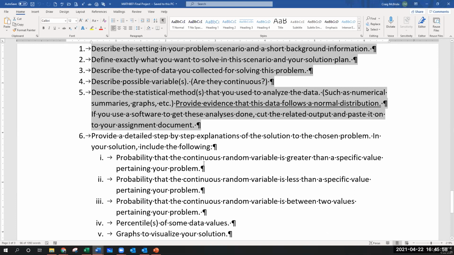Then this first one could be, you could simply ask the question, pick a person at random. What's the probability that they are over 150 pounds? The second one would be, pick a person at random. What's the probability that they're less than 200 pounds? And the third one could be, what's the probability that they're in between 175 and 250?